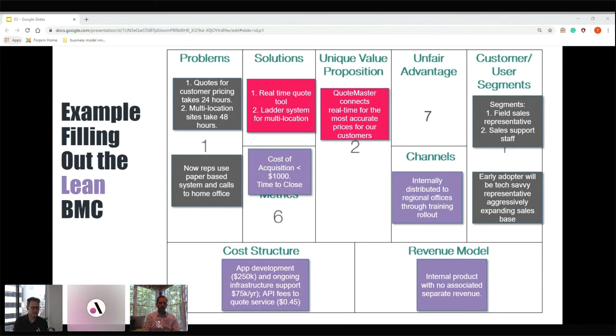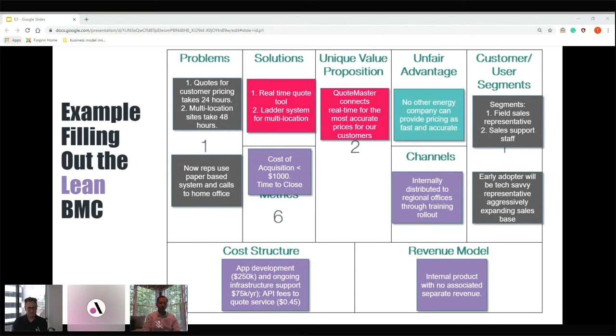If we could get the cost of acquiring a new customer under $1,000, that was going to be a financial success for this program. And then time to close is another metric that was going to be used. Unfair advantage: basically, no other energy company at the time was providing pricing as fast or as accurate. Ultimately, they could catch up, but we had that unfair advantage for a significant time in the marketplace.